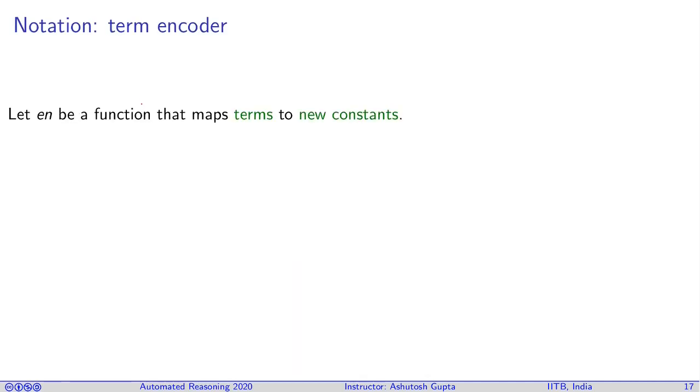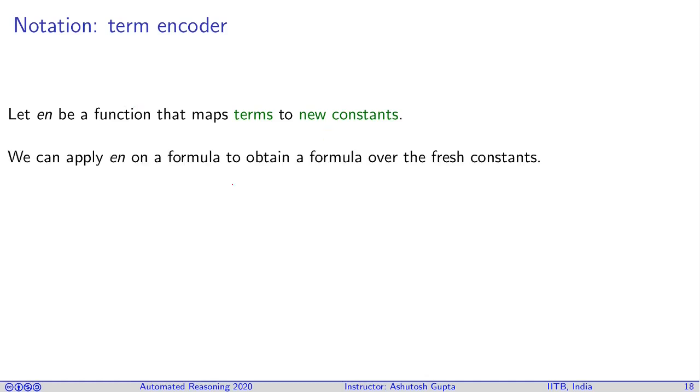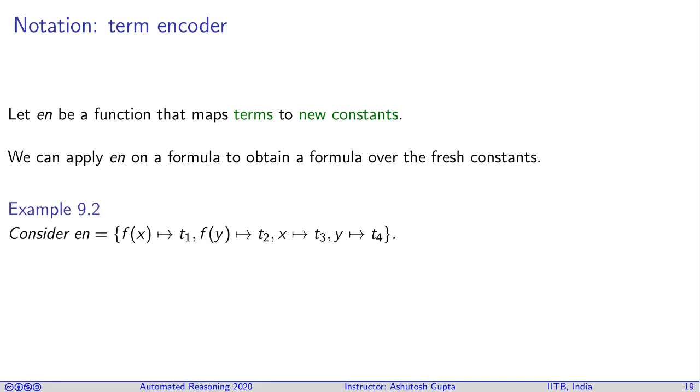Before that, we need a few definitions, which is En, and En is a function which maps terms to new constants. So you can apply En to a formula to obtain a formula over the fresh constants. What do I mean by that? You may have complex terms because of the functions, and what you do is map each of these terms into a new name, called T1, T2, T3, T4. Once you do that, these fresh names lose their internal structure, that is, how T1, T2 are related. You only know that they are two different names.